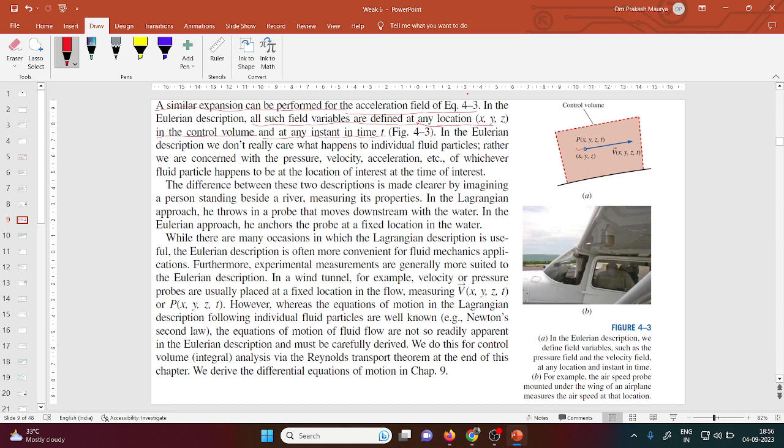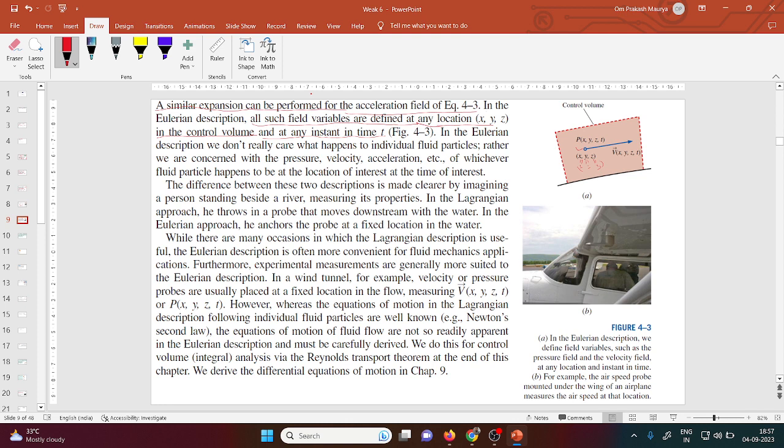Let's say the x value is 1, the y value is 2 and the z value is 3. So at that location, just for example, I have put it here, 1, 2, 3. At that location in the control volume and at a particular instant of time, in the Eulerian description, all such field variables are defined at the particular location and time.